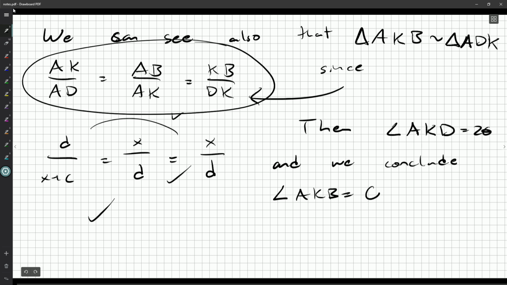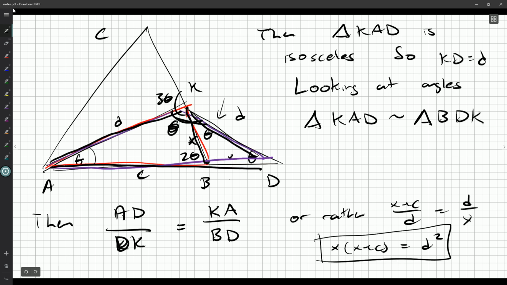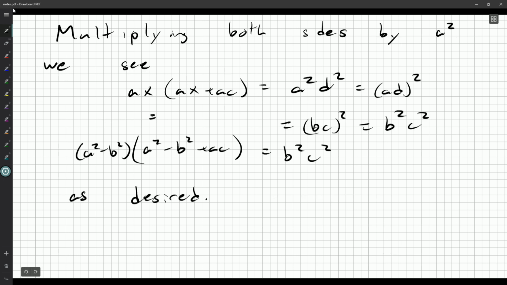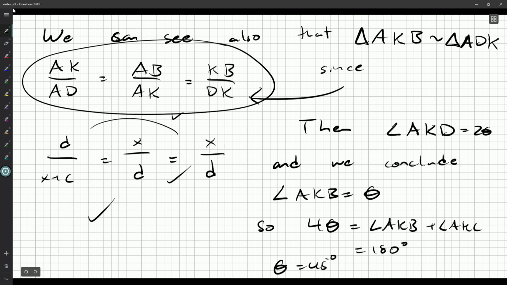AKB must just be theta. I can see that 4 theta is AKB plus the 3 theta for AKC, which is 180 degrees, so theta must be 45 degrees. And now I'm worried.